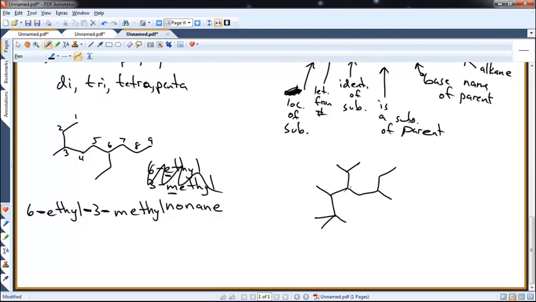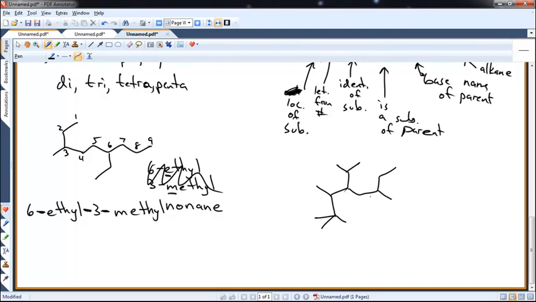Where do you count from? You count the longest chain. If you count left to right, you get 1, 2, 3, 4, 5, 6, 7. Nope. 1, 2, 3, 4, 5. Nope. 1, 2, 3, 4, 5, 6. Nope. 1, 2, 3, 4. No. What if we start down here? 1, 2, 3, 4, 5, 6, 7, 8. That is correct. So do we count from left to right or right to left?